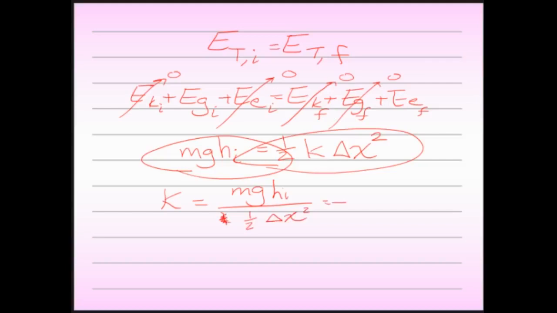Okay, plug in numbers. What's the mass of the block? 3.5 kilos. Gravity is 9.8. Initial height was 2.7. Half. How much was it compressed by? 26 centimeters, so 0.26, and don't forget the square. Done.